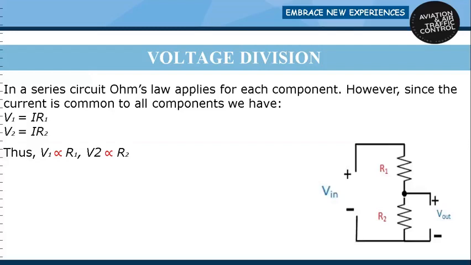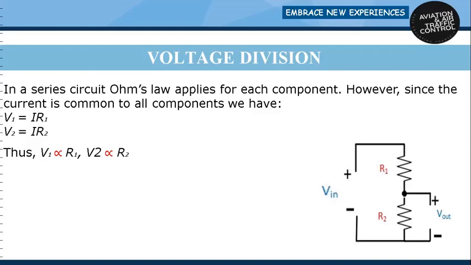Voltage division. A series circuit has a simple path to pass current. The same current is flowing through each component or load, but there is a voltage drop across the series resistances. Thus, V1 is equal to I times R1 and V2 is equal to I times R2. V1 is the voltage across resistance R1 and V2 is the voltage across resistance R2. V1 plus V2 is equal to the supply voltage, which is Vin.